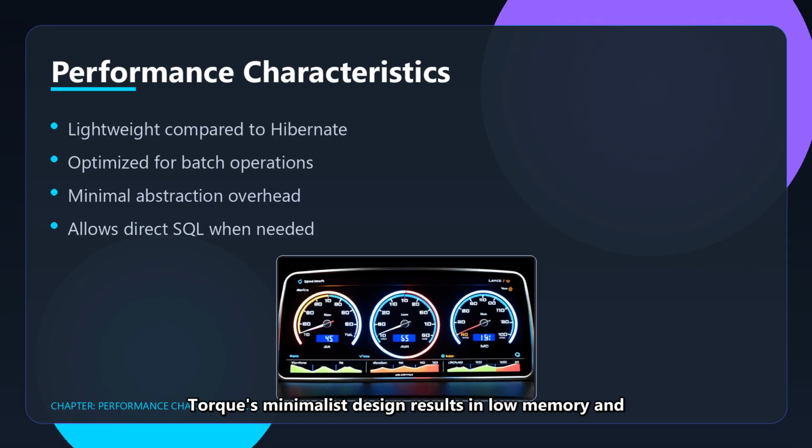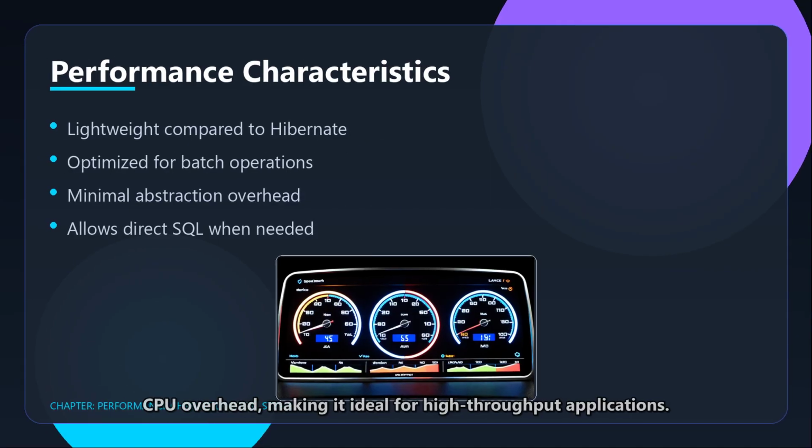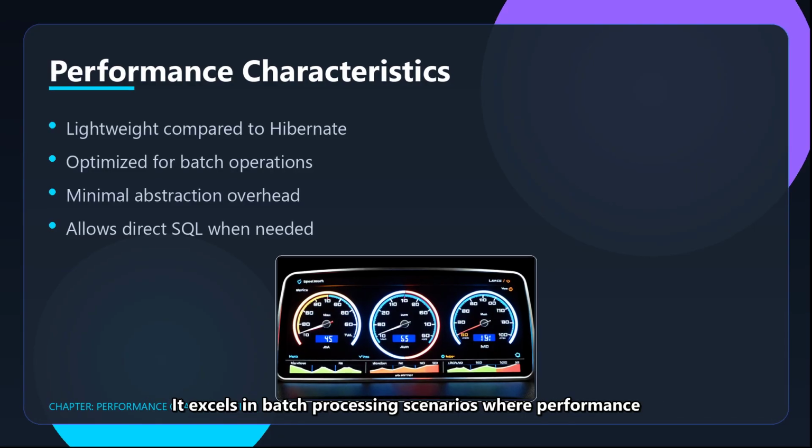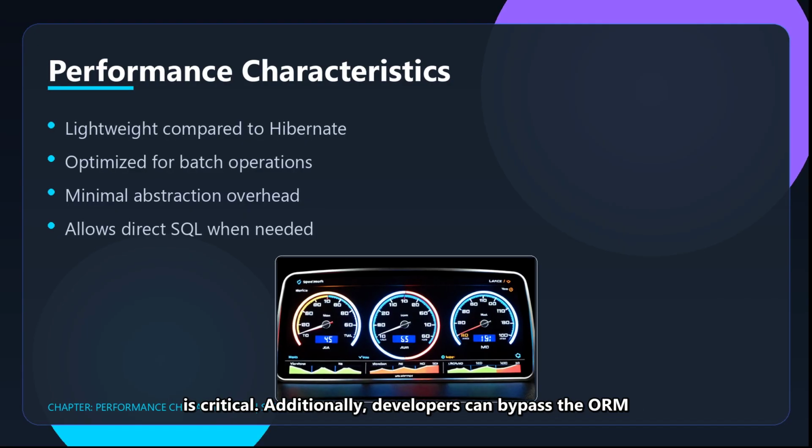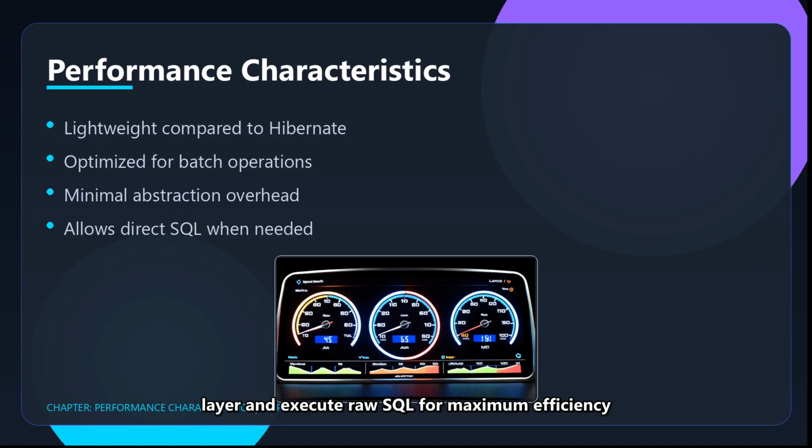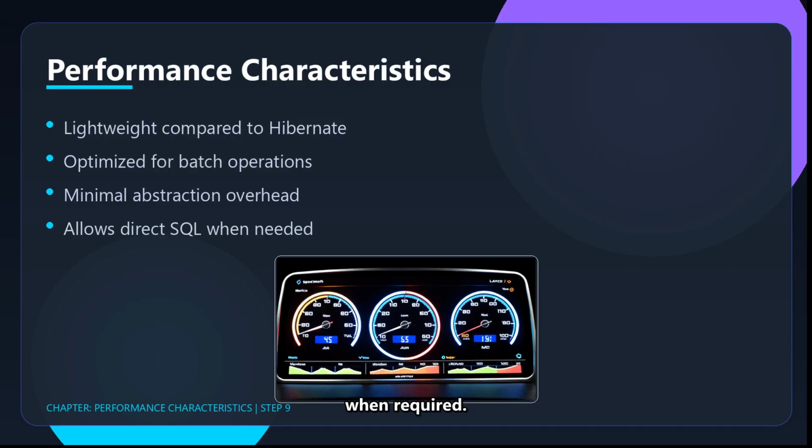Torque's minimalist design results in low memory and CPU overhead, making it ideal for high-throughput applications. It excels in batch processing scenarios where performance is critical. Additionally, developers can bypass the ORM layer and execute raw SQL for maximum efficiency when required.